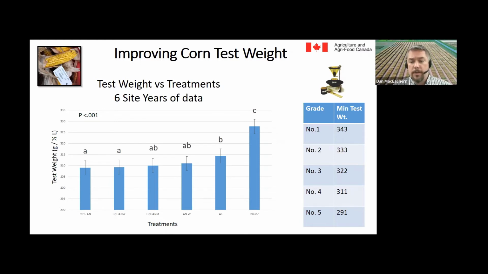So pretty strong results. But one thing you might notice here, I have the grade off to the side, and so to get a number 1, there's the minimum weight per half liter, and that's what's represented here on that table. And we'll see here that even with plastic, over the 6 site years, we only had a mean that would get a number 3 grade corn, followed by a number 4 from the next 2 treatments, then a number 5.